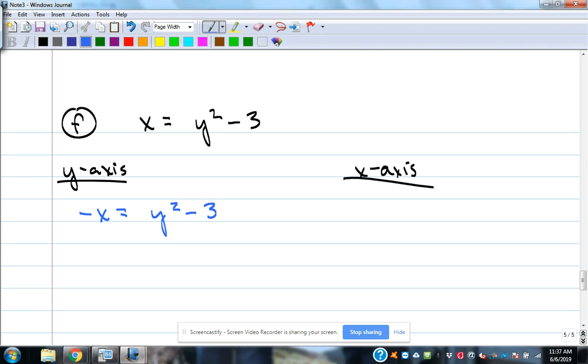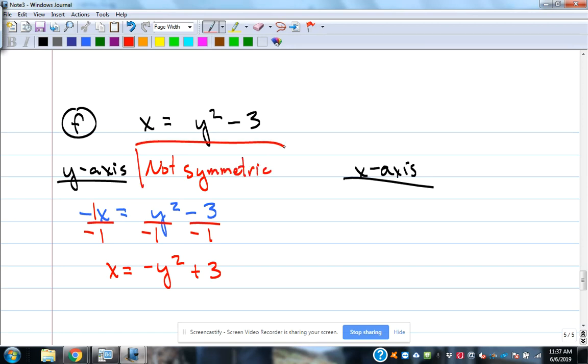Okay. And if I try to get x by itself again, just to see if I can get back to the original, I'm going to do the same thing that I did on the previous problem. I'm going to divide by this negative 1 that's here just to see if it'll work out. And I know it's not going to, because that's going to be negative y squared plus 3 then. And that's not the original, right? So this is not symmetric across the y-axis. Okay, so we know that it's not symmetric on the y-axis, but it might be symmetric with the x-axis.